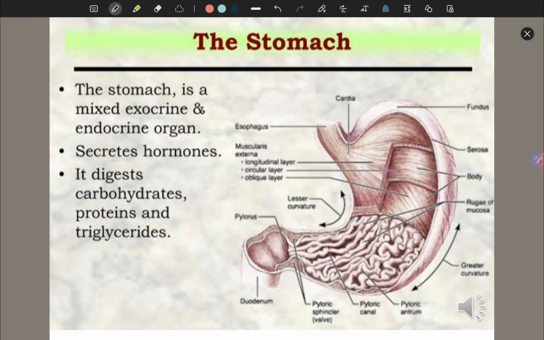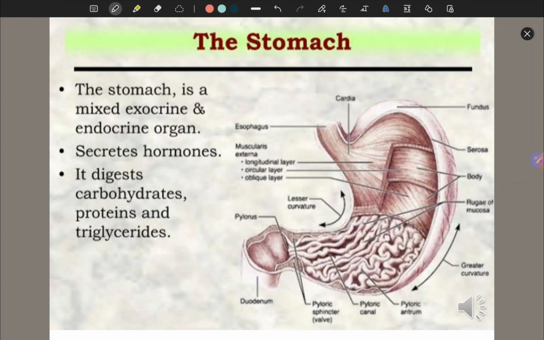The stomach, as you know, has mixed exocrine and endocrine glands. So it's responsible for the digestion of carbohydrates, protein, and triglycerides. And by the way, the stomach has two types of digestion: chemical digestion, which is by the hydrochloric acid and the enzymes and hormones that they secrete, and mechanical digestion.